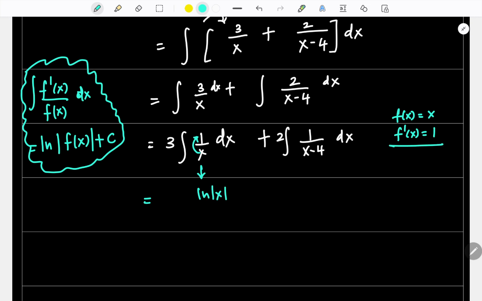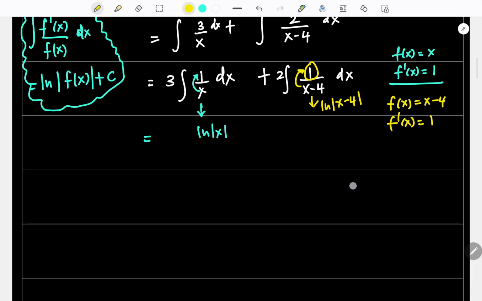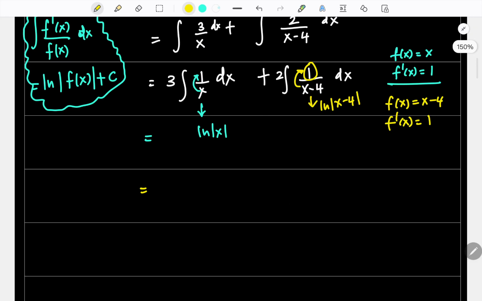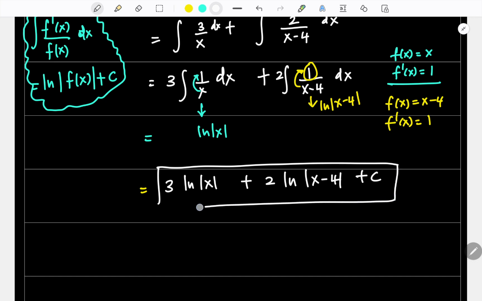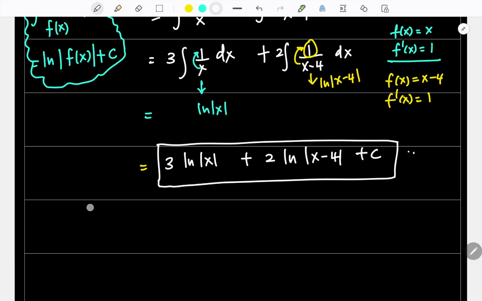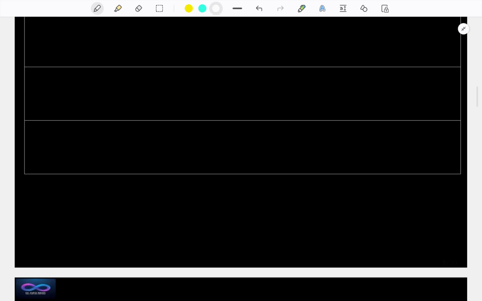Now look at the next one. What is your f of x? Which is x minus 4. What's the derivative f dash of x? 1, because the derivative of 4 is 0. So the derivative 1 is on the top. So this is going to become ln absolute value of x minus 4. Right? So what is the final answer? 3 times ln absolute value of x plus 2 times ln absolute value of x minus 4. The integration is over, so you're going to add the integrating constant c. Right? Okay. Let's go to the next question.